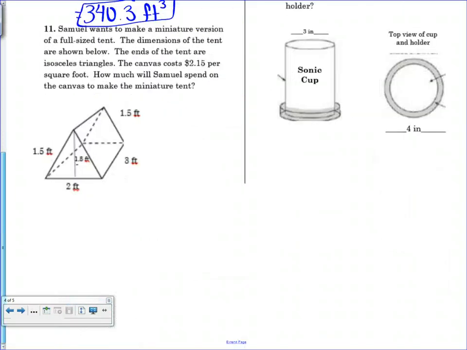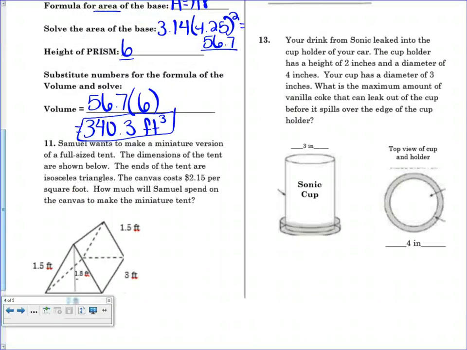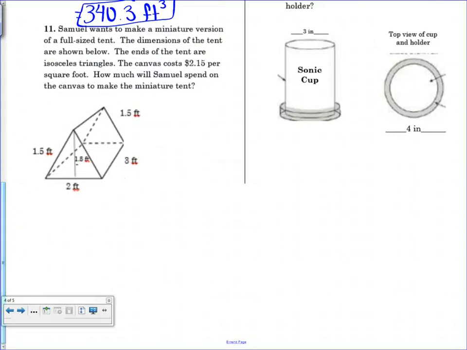Number 11. Samuel wants to make a miniature version of a full-size tent. The divisions of the tent are shown below. The ends of the tent are isosceles triangles. The canvas costs $2.15 per square foot. How much will Samuel spend on the canvas to make the miniature tent? So we're finding total surface area here.